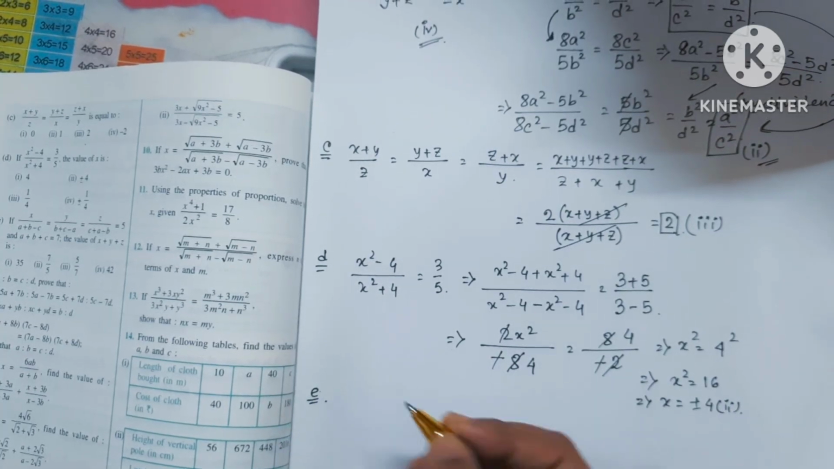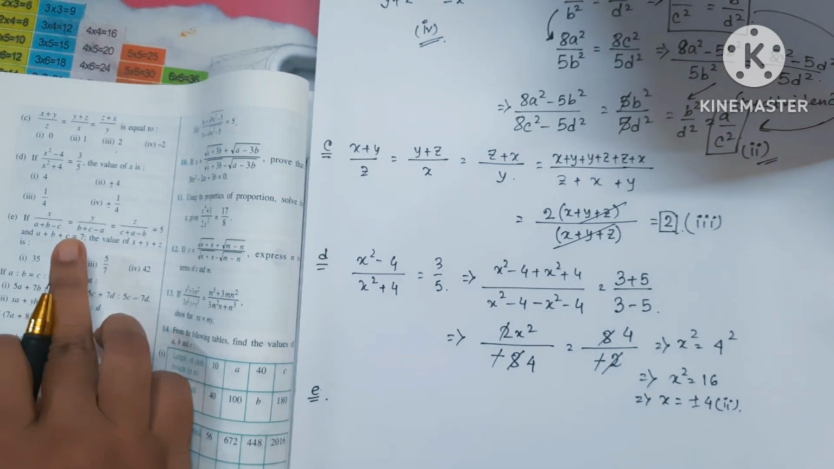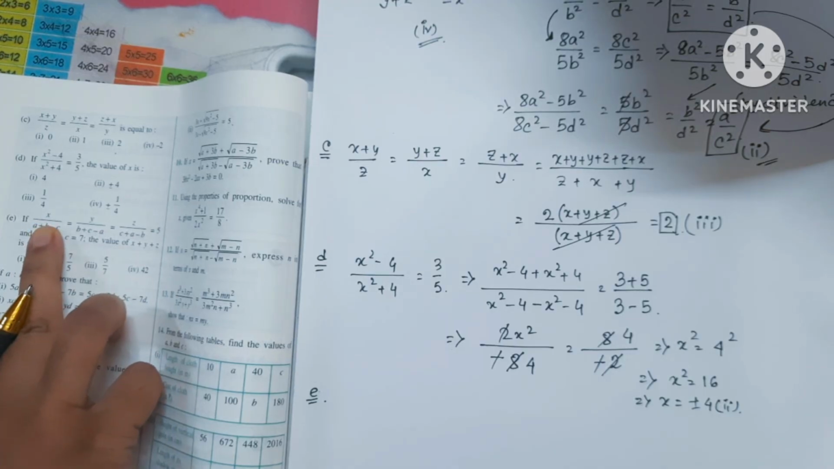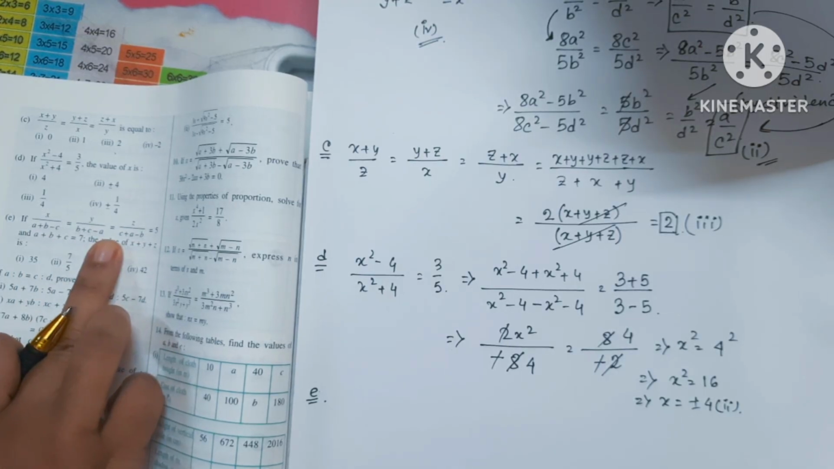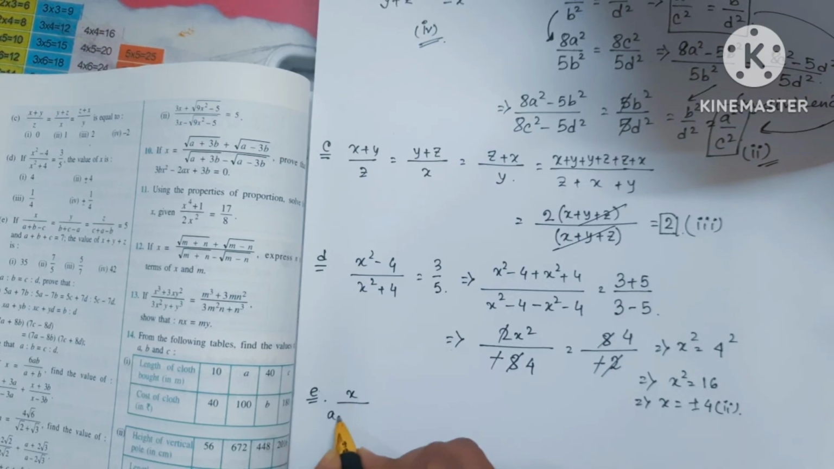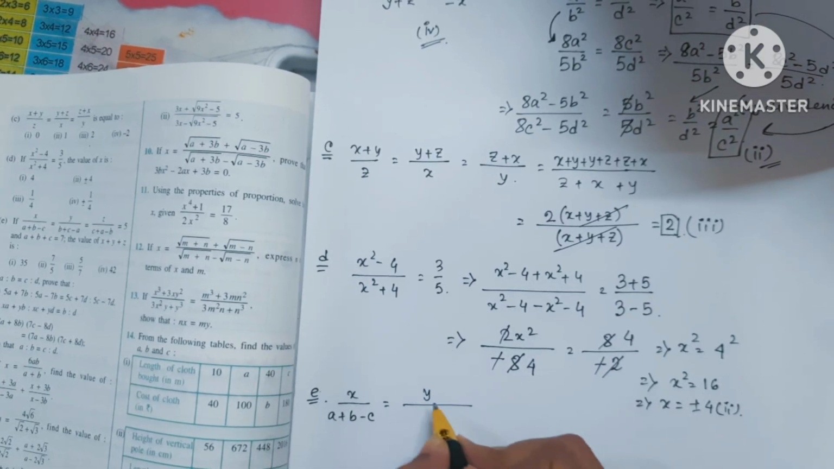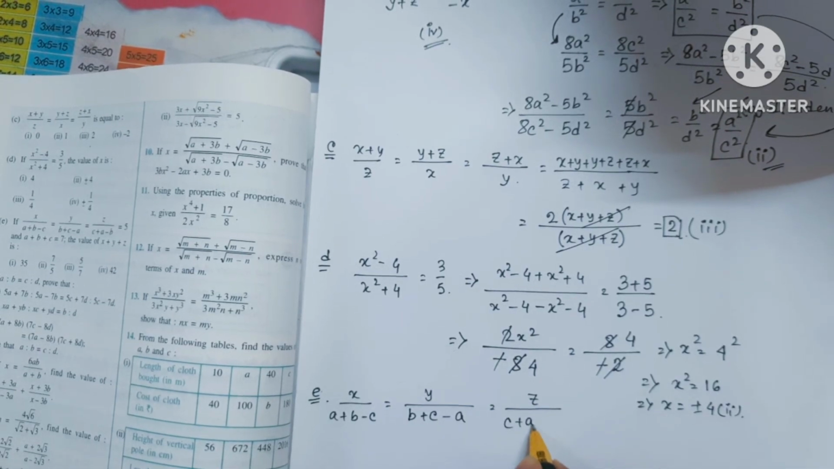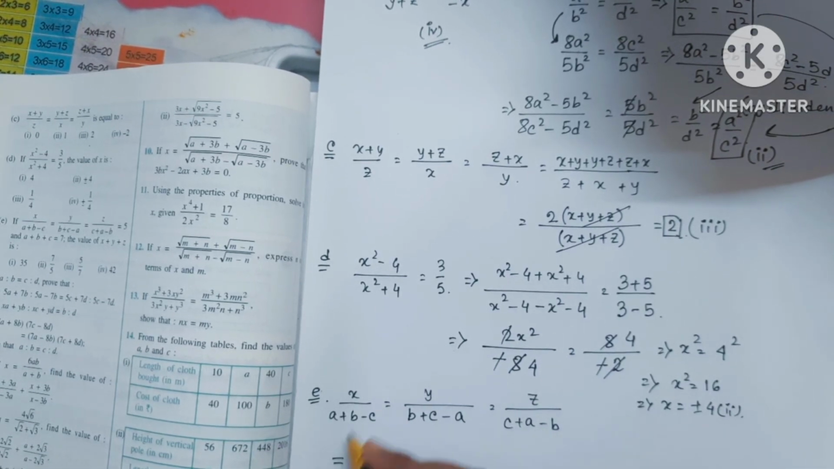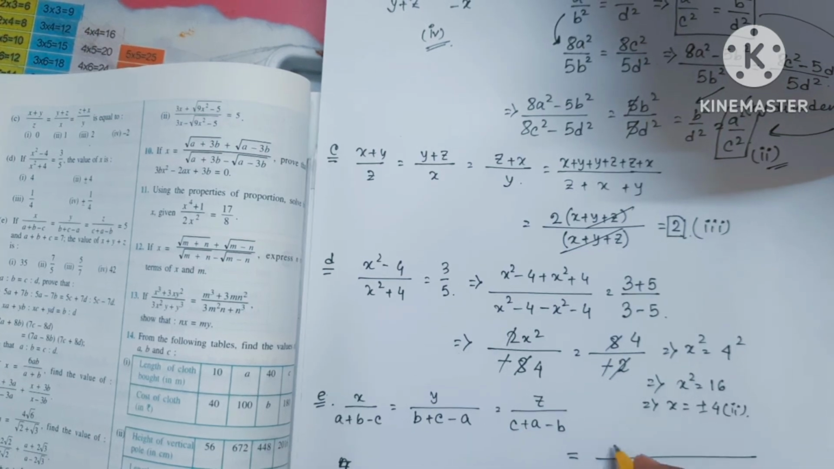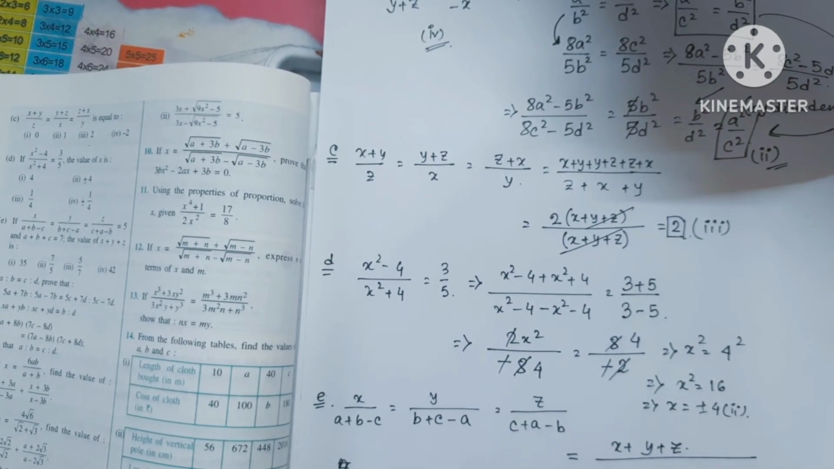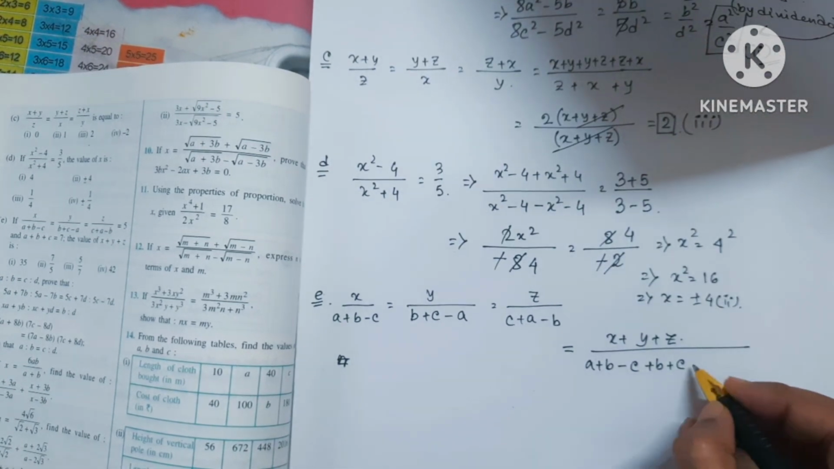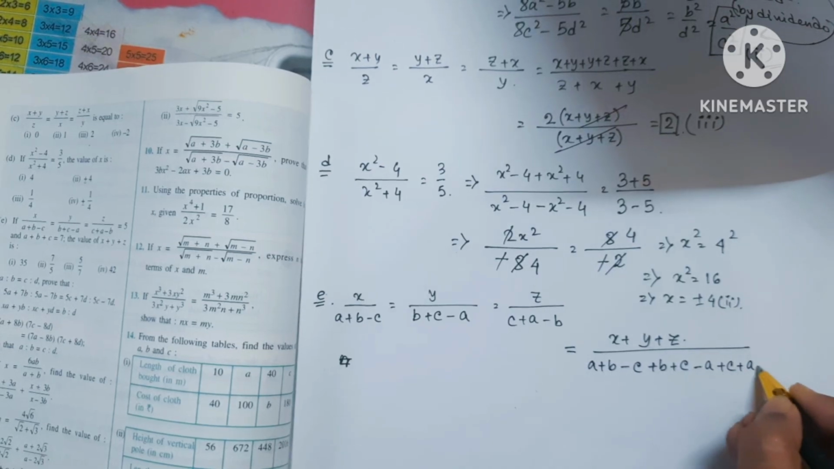Now question number E. See, if this one happens, in case of this kind of case, you just need to add all the numerators and all the denominators. Okay. So x by a plus b minus c equal to y by b plus c minus a is equal to z by c plus a minus b. That will be always equal to this one. All the ratios are equal to the ratio x plus y plus z by a plus b minus c plus b plus c minus a plus c plus a minus b. Okay.